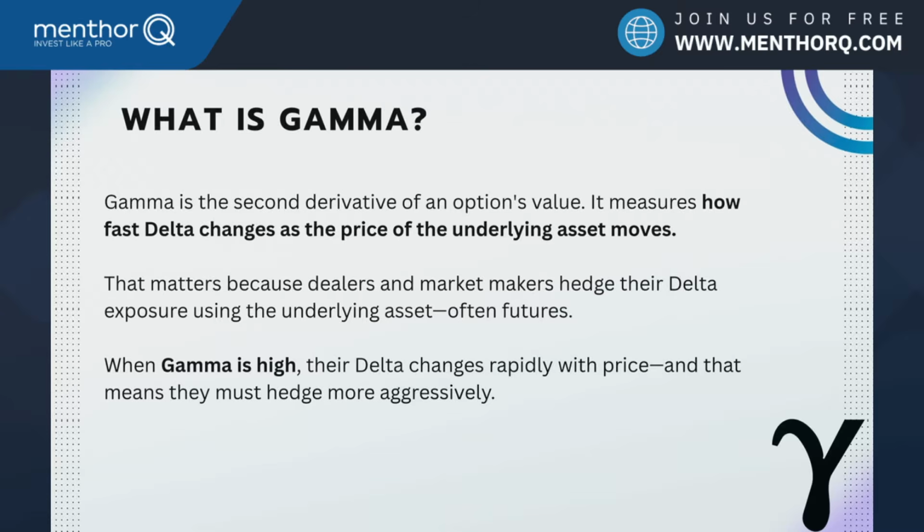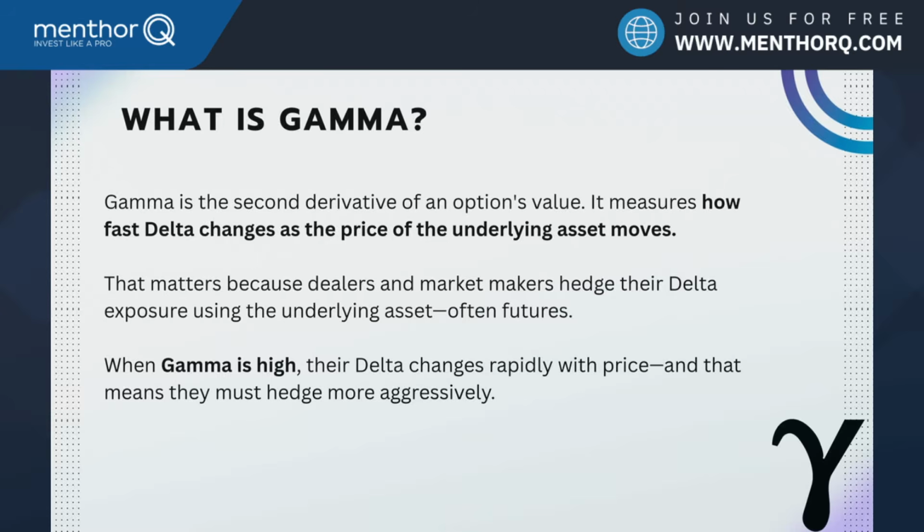All right, so why is gamma such a powerful concept for traders, especially for those who are trading futures or intraday traders? Again, this is not about learning how to trade options. This is about learning how option flow can actually dictate the price action of your asset. So gamma is the second derivative of an option, right? It measures how fast delta changes as the price of the underlying asset moves.